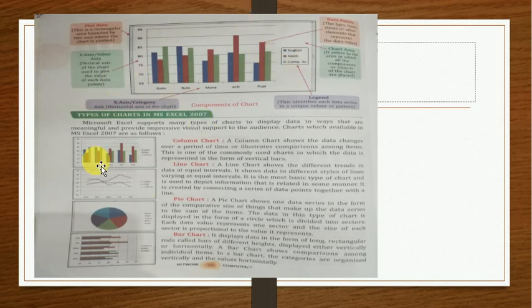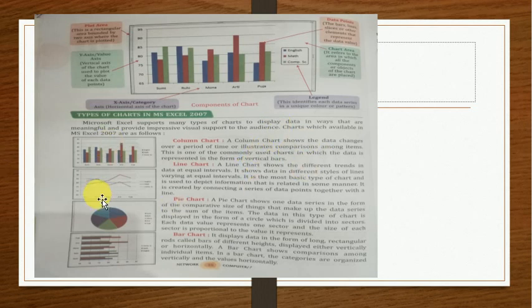All right, let's move on to types of charts in MS Excel 2007. So these are the types of charts. Okay, what is a column chart? Here you can see these are represented in this form. A column chart shows data changes over a period of time or illustrates comparisons. Okay, this is showing comparison.